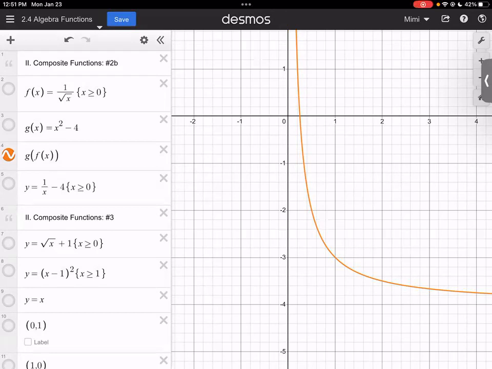Now I have to put the domain because x cannot be what? Oh, it has to be greater than 0, sorry. It cannot be 0 either. But check it out. That's your answer. If it matches decimals, then you know that you got the right answer, right? You can check your answer, you can do your homework like that.